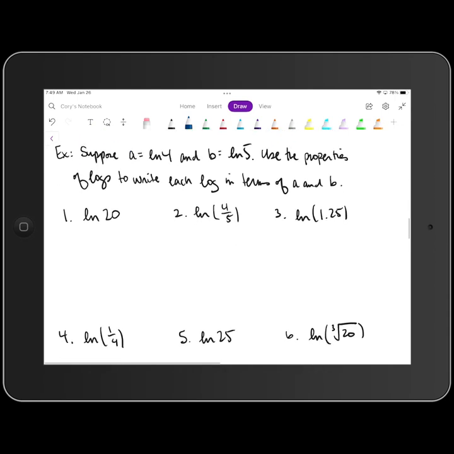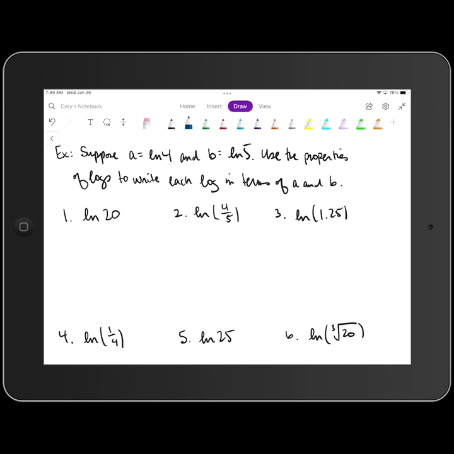Okay, so on to the next set of examples. Directions here say to suppose that a is equal to the natural log of 4 and b is equal to the natural log of 5. Then we're asked to use the properties of logs to write each log in terms of a and b. Our goal with these log expressions is to get them written in terms of the natural log of 4 and the natural log of 5.